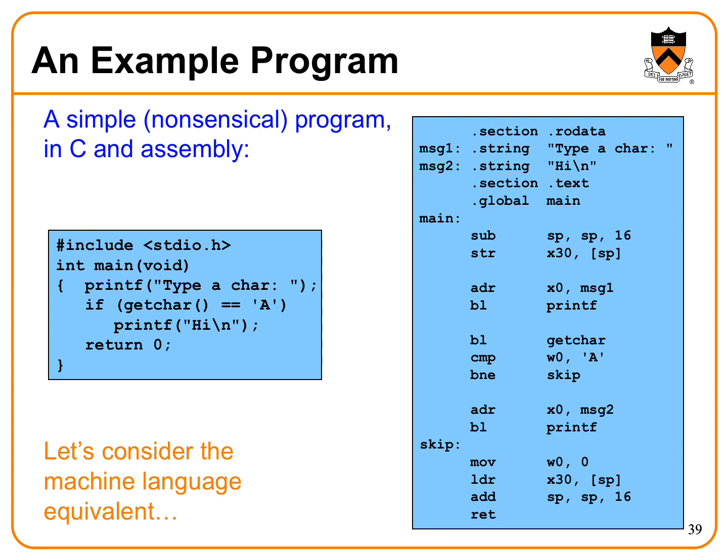In the RO data section, we have a prompt string followed by the hi message string. Then we go to the text section, and after our prologue, we have an ADR of one of those strings, then a call to printf, which is, of course, found in an external library. We also have a call to getchar, again from an external library. Then the conditional branch jumps to another spot in our own text section. There's another ADR referencing our RO data section and another call to printf. After the skip label, there's the conventional setting of the return value and the epilogue and ret instruction.